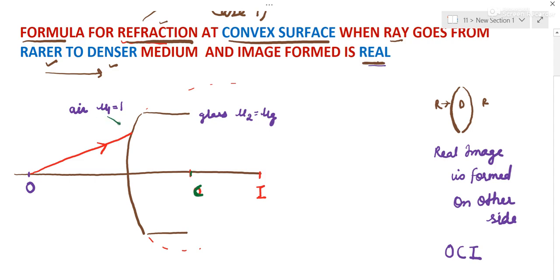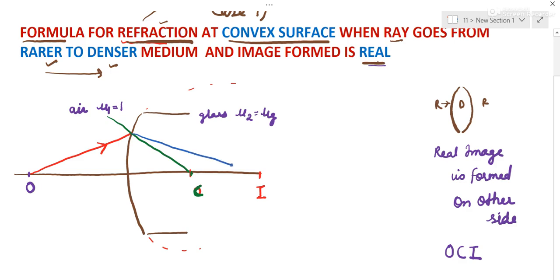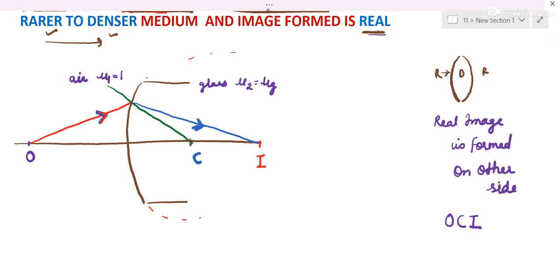So this is your normal. The ray through C is the normal. Okay. And the third ray is your image ray. You can make it like this. So basically this is the object's ray and it is going like this, the real image is formed here, and the ray through C is your center of curvature ray, which is the normal. Now we will be labeling the angle of incidence and the angle of refraction. The angle between the incident ray and the normal ray is the angle of incidence, and the angle between the normal ray, that is the ray through C, and the image is the angle of refraction.